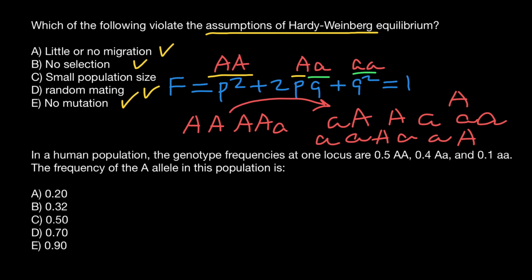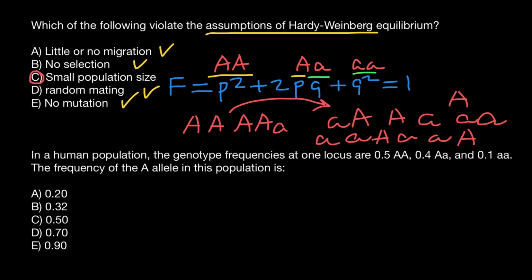But small population size is a wrong assumption, because a small population, just due to random chance, may lead to a shift in allelic frequency. So we assume in Hardy-Weinberg equilibrium that the population has to be infinitely large or very large. So this is going to be our choice. This variant is wrong. The population has to be very large or infinitely large, and a small population causes, just due to random chance, a change in allelic frequencies in a population.